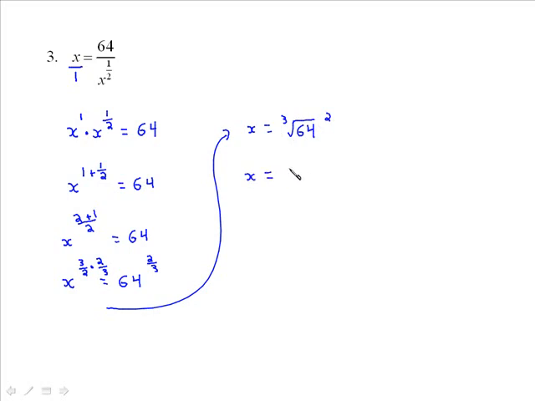Now the cube root of 64 is equal to 4, and then 4 squared will bring us to 16. So even though the equations look a little harder, stick with the method and you'll be okay. Let's take a look at another one.